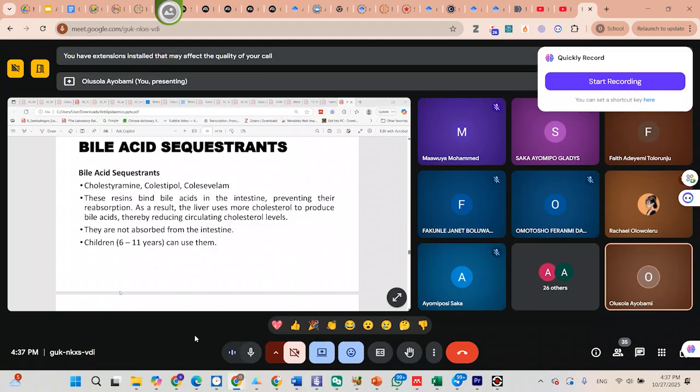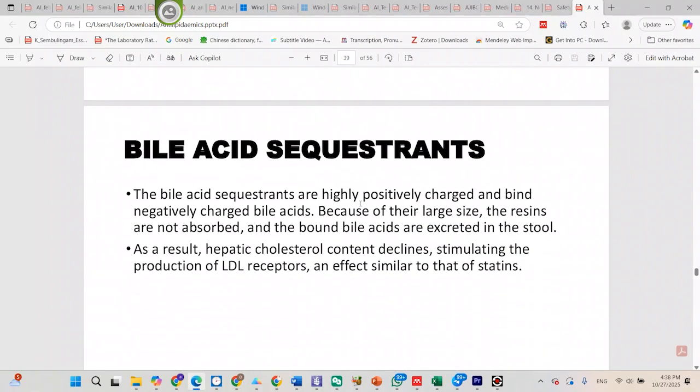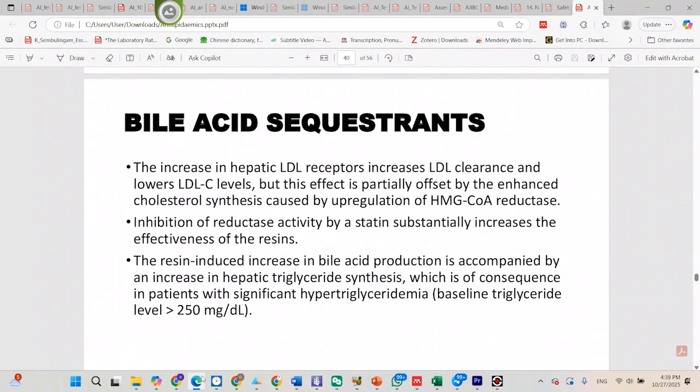So the resins bind bile acids in the intestine and prevent their reabsorption. Anytime there's a complexation or chelation happening in your gastrointestinal tract, whatever is chelated has to go down through your bowels and get excreted. So your liver has to use more cholesterol to produce bile acids. They are not absorbed from the intestine. In fact, children between 6 to 11 years can also use them. I've also seen cases where people use them in liver diseases. Bile acid sequestrants can also increase hepatic LDL receptors, which further clears cholesterol, like we have said.